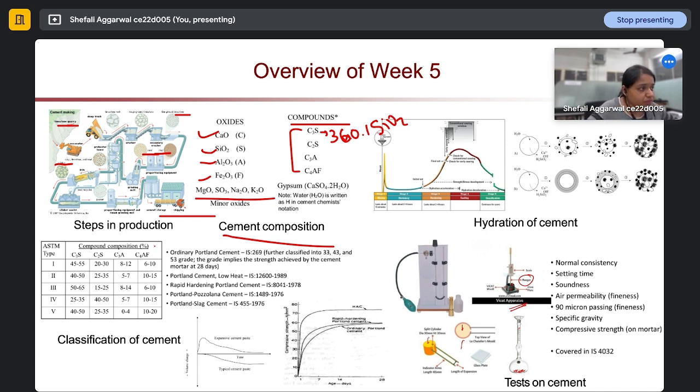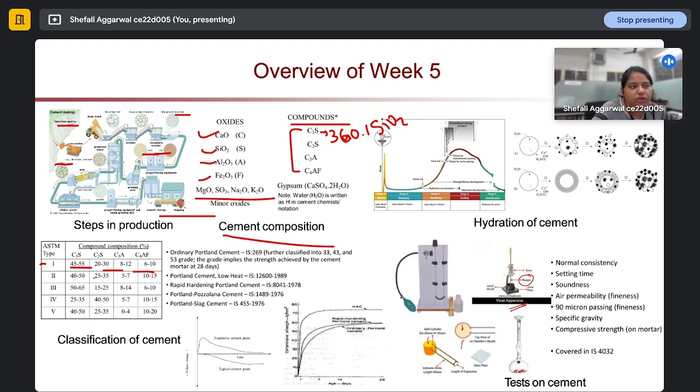If we talk about different classifications of cement, based on the quantity of these compounds we classify cement into different categories. This is the classification based on ASTM type. ASTM defines that when you have 45 to 55% of C3S, 20 to 30% of C2S, 8 to 12% of C3A, and 6 to 10% of C4AF, then we call it type 1 cement.